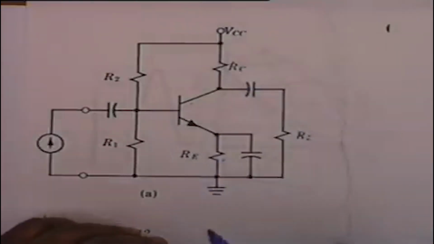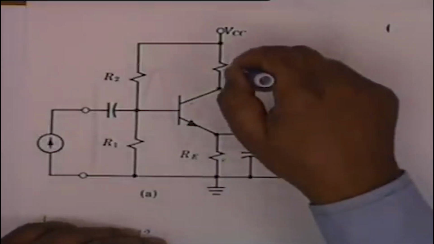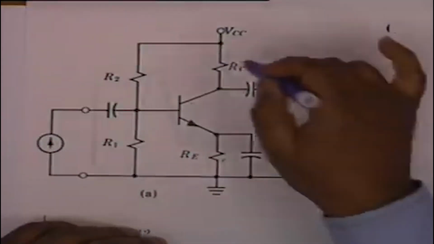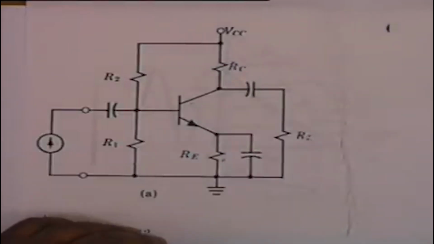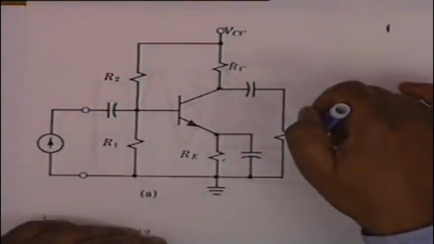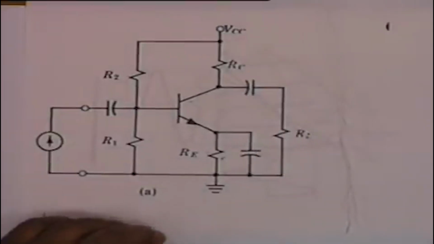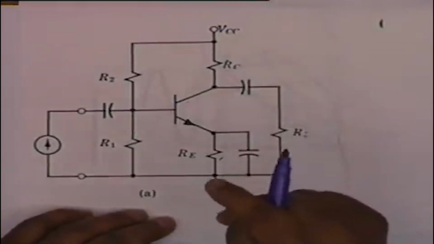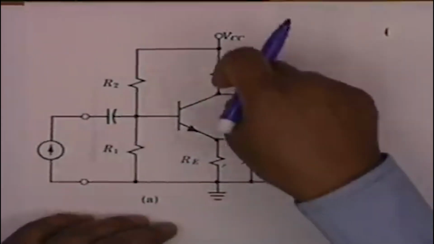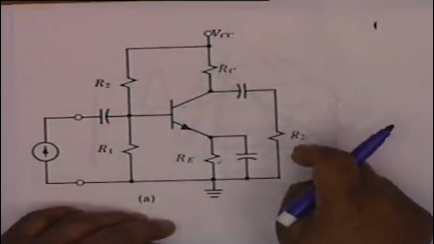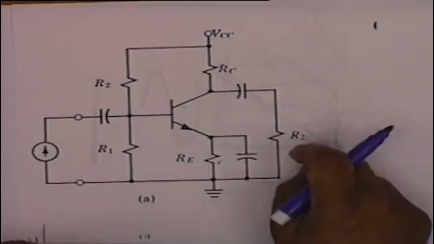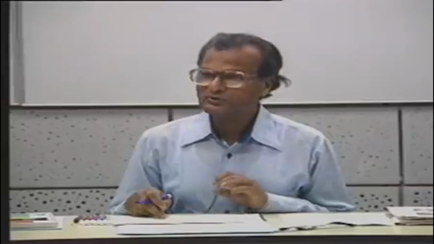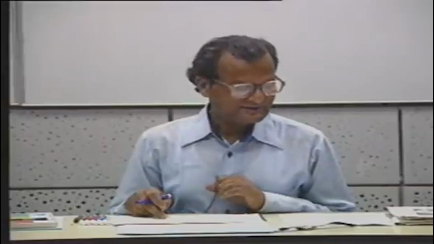Therefore, to AC, the effective load is not RC plus RE. The effective load is RC parallel RL. Obviously, the AC load is smaller than the DC load, and it is the AC load which determines the amplification, not the DC load. You understand this? And therefore there are two load lines now. One is the AC load line and the other is the DC load line.